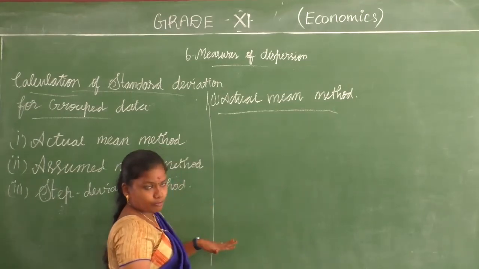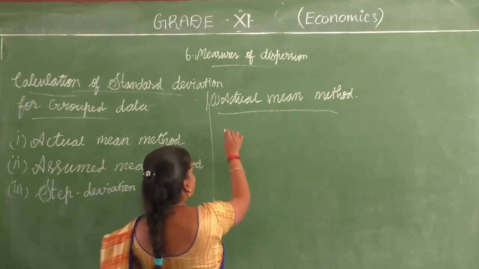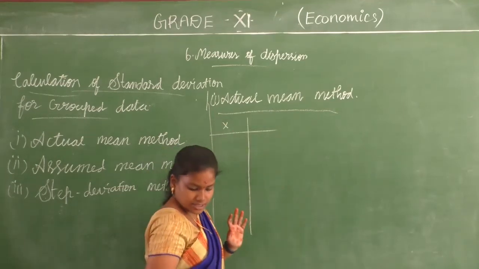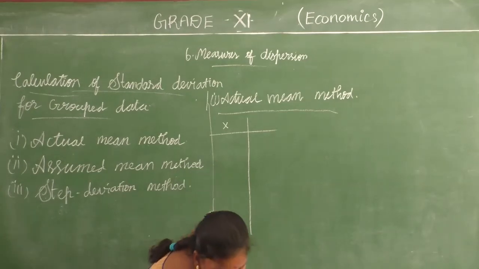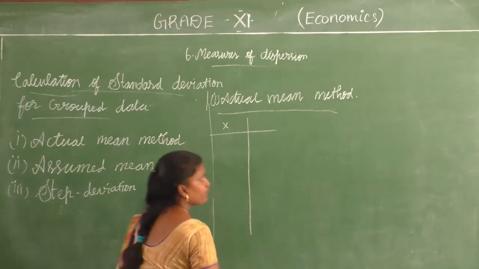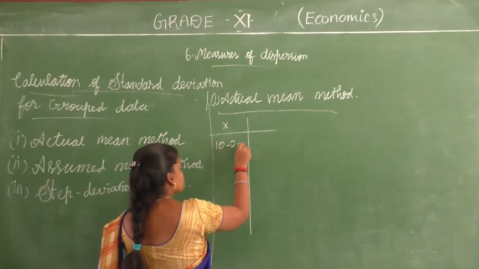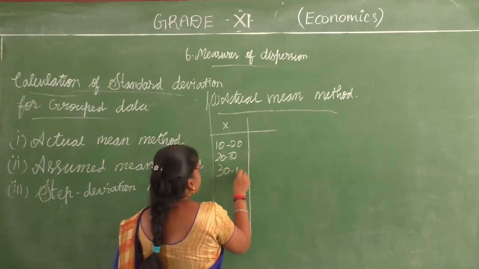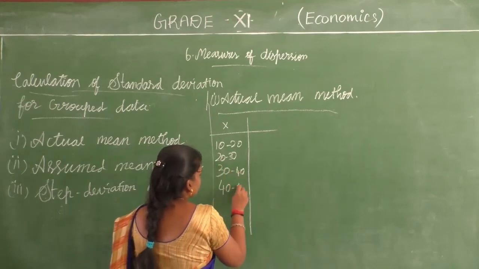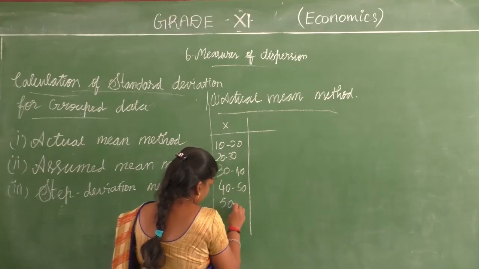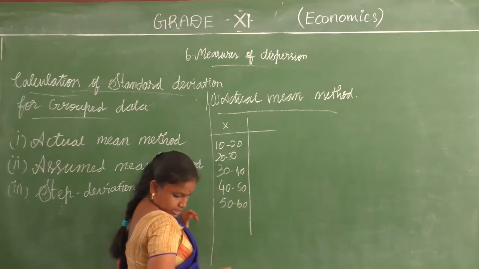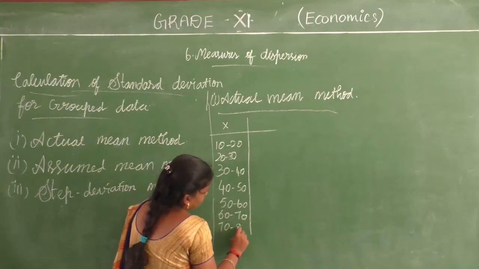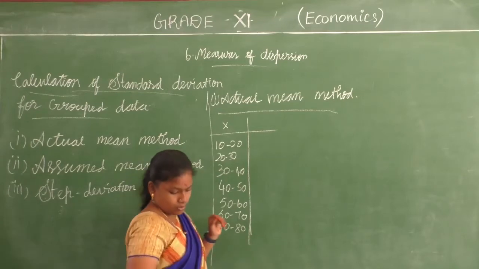Plunging directly into the problem. What are the values we have? We have our x as usual, the class limits. Where does it start and where does it go? From 10 to 70, the equal distance. So 10 to 20, 20 to 30, 30 to 40, 40 to 50, 50 to 60, 60 to 70, 70 to 80.